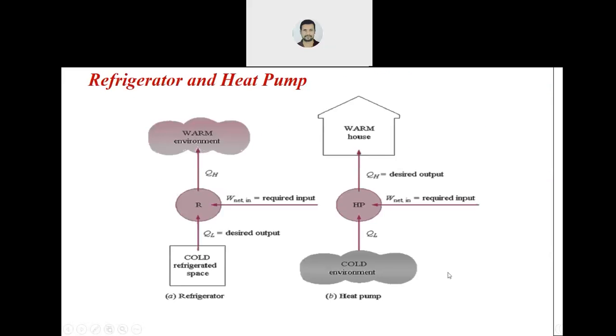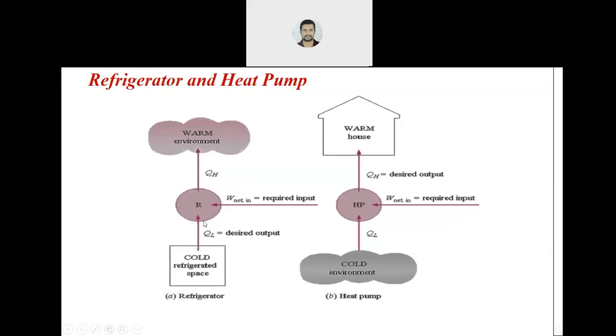Now we will see here. Figure A represents the refrigerator. Refrigerator's purpose is to cool the body. Here there is one environment or surrounding, and surrounding will be at high temperature. This is our system, refrigerator. This is the cold space, where our body is. We want our body to be cool. So how will we make it cool? We will extract the heat from the body. Then only it will become cool.